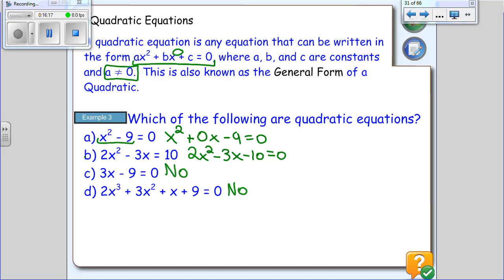Any questions? Any situations where people are like, would that be a quadratic? It usually covers most of the bases. Okay.